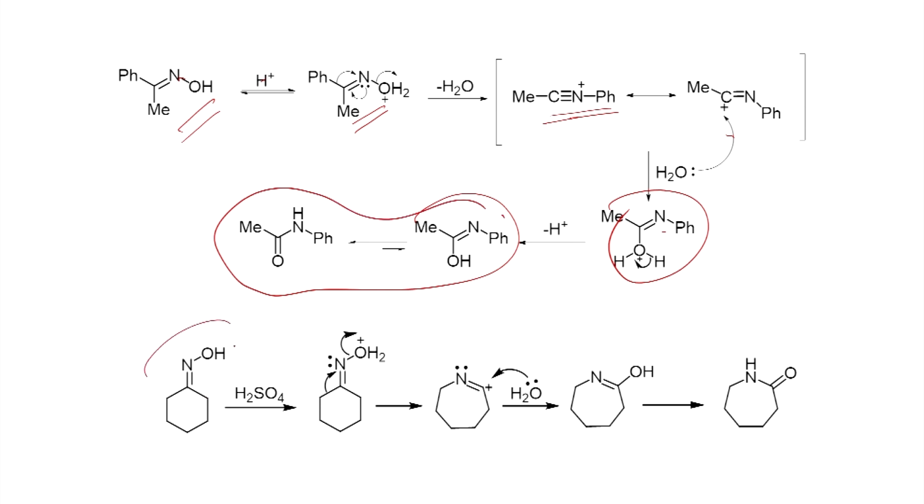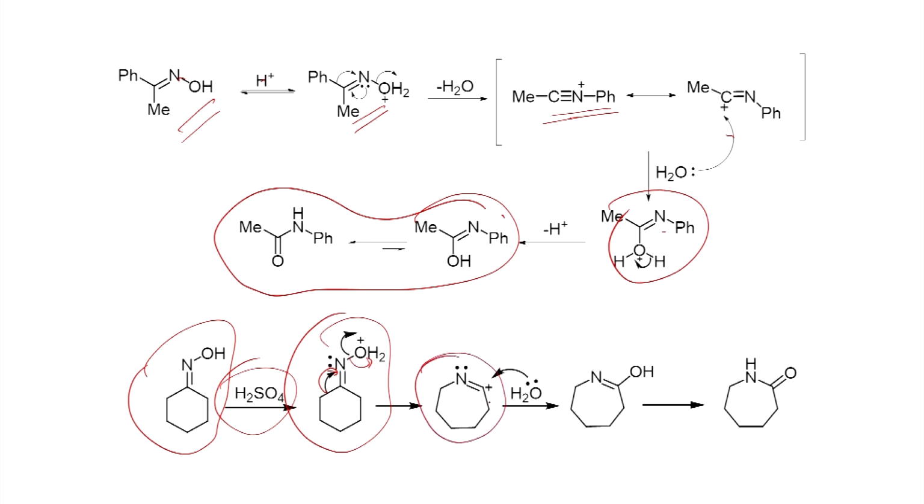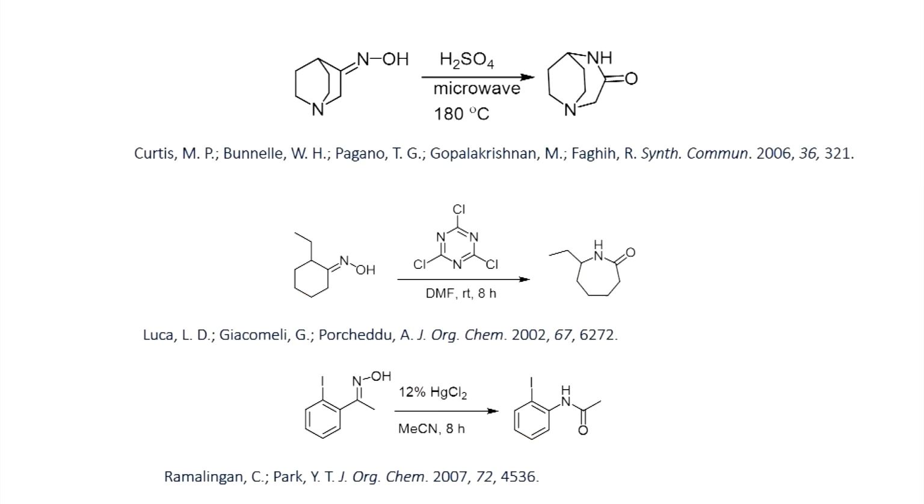For example, here when you take cyclohexanone and react it with hydroxylamine, you make the oxime, and when you react it with sulfuric acid, you form this intermediate. Now this can migrate, and you will have this carbocation intermediate, which can react with a water molecule. Addition can give this, which can isomerize to caprolactam as the product. And here some examples are shown.